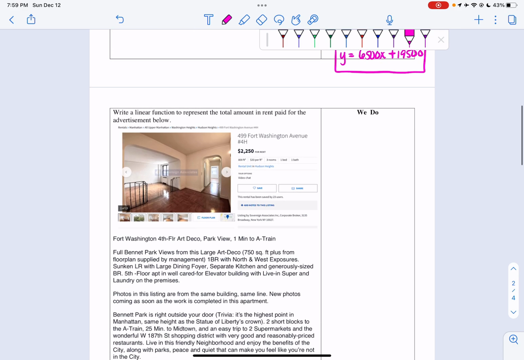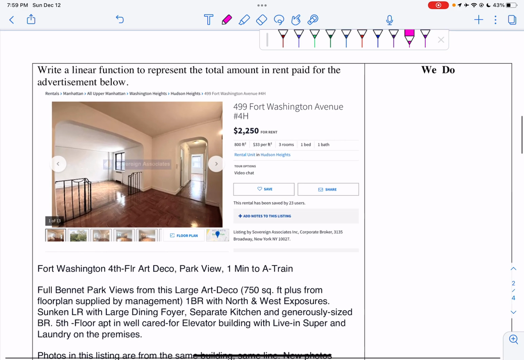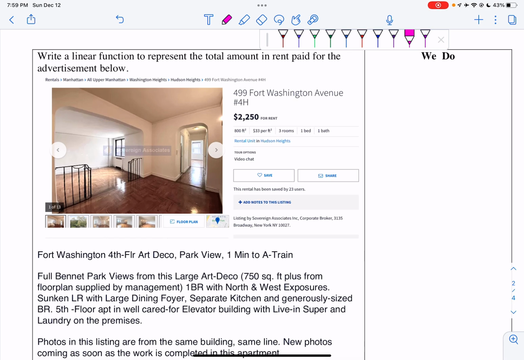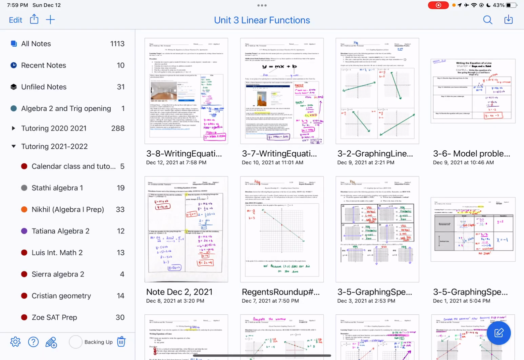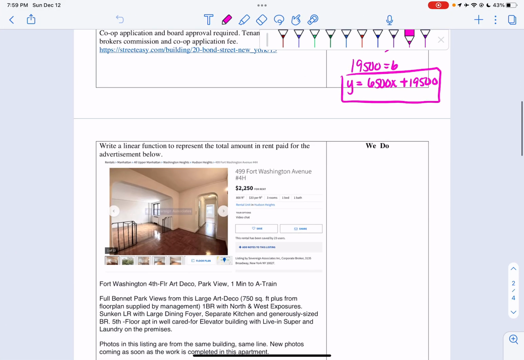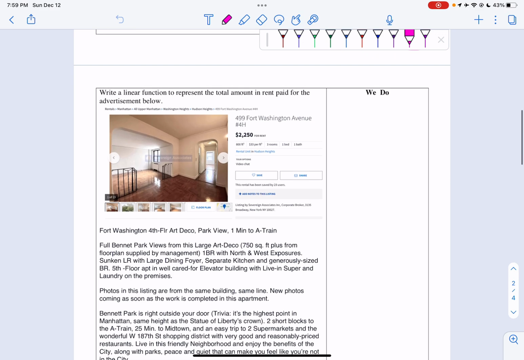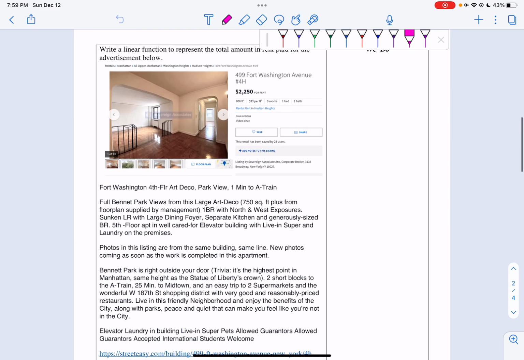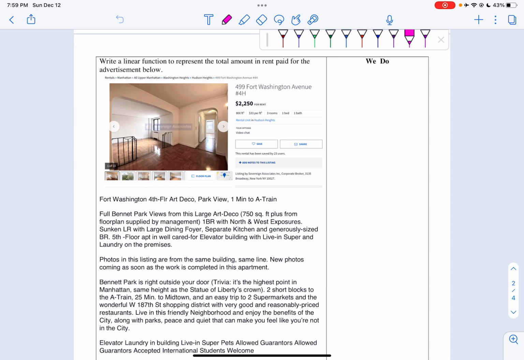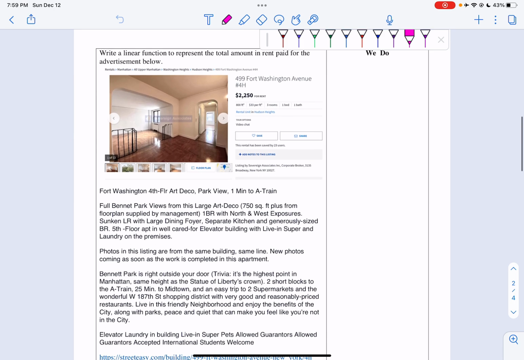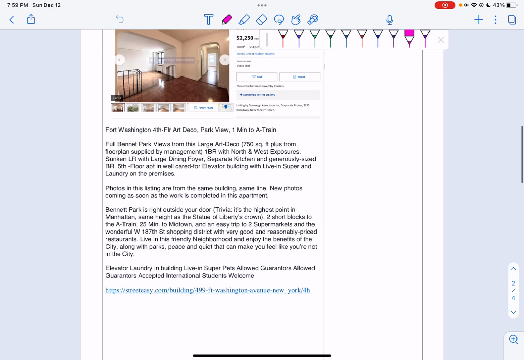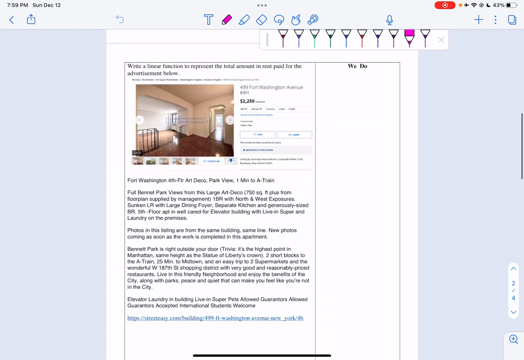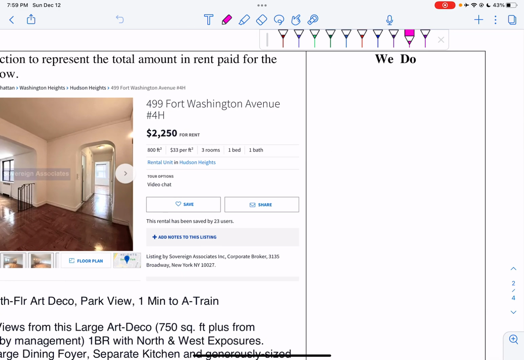Now, let's write a linear function to represent this nice 1-bedroom, my apologies, in Hudson Heights. Okay, so let's look to see what happens for this one. I'm not sure what happened, my iPad just glitched. So this is called Fort Washington. It's a 4th floor Art Deco, 1 minute to the A train. You have a lot of exposure. It only takes 25 minutes to get to Midtown, and you're near a lot of things. Oh, and look, you have an elevator. So as we can see, this is a fee apartment because there is no mention of this being no fee.